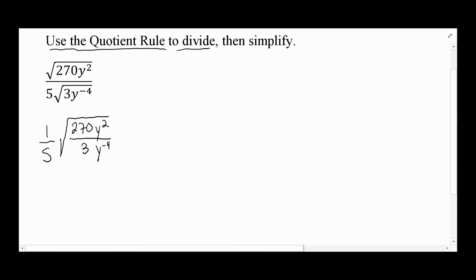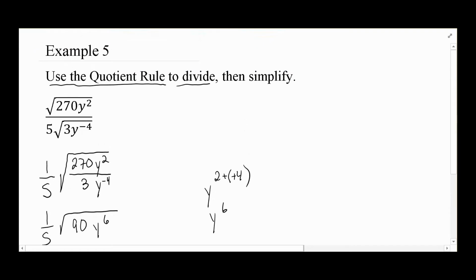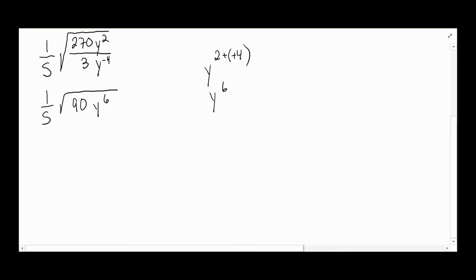Our next step is divide. So inside that radical there, 270 divided by 3 is 90. Y squared over y to the negative 4th. Remember that we're going to subtract the exponents. So 2 minus negative 4 turns into 2 plus 4, which is just y to the 6th. That 1/5 is just staying there this whole time. So now going back to my directions, my next part of the directions were simplify, which we know means break it up, take the radical, clean it up.